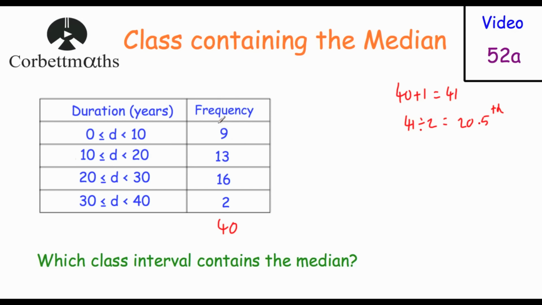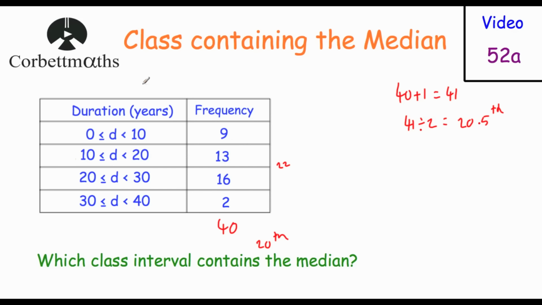So here we've got 9 people in the first category. Now we're looking for the 20th one. It's not going to be in there because there's only 9 people there. Now we've got another 13. Well, 9 plus 13 is 22. So up to the end of this category, there's 22 people.